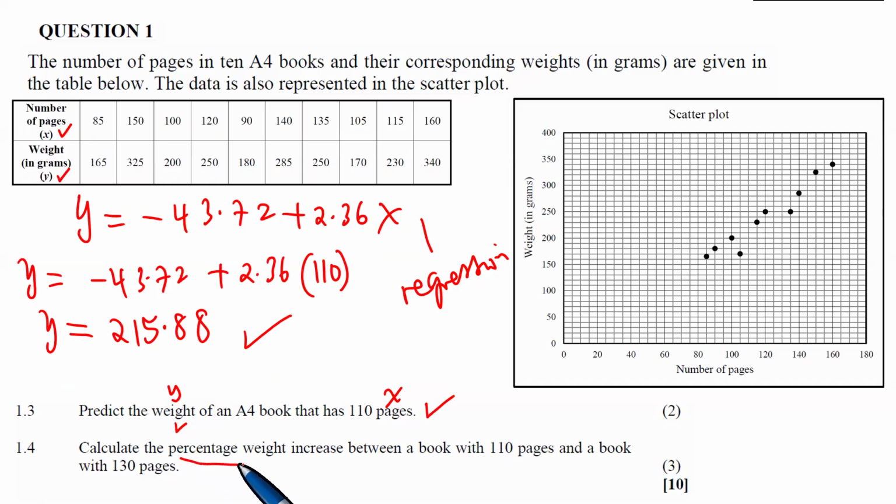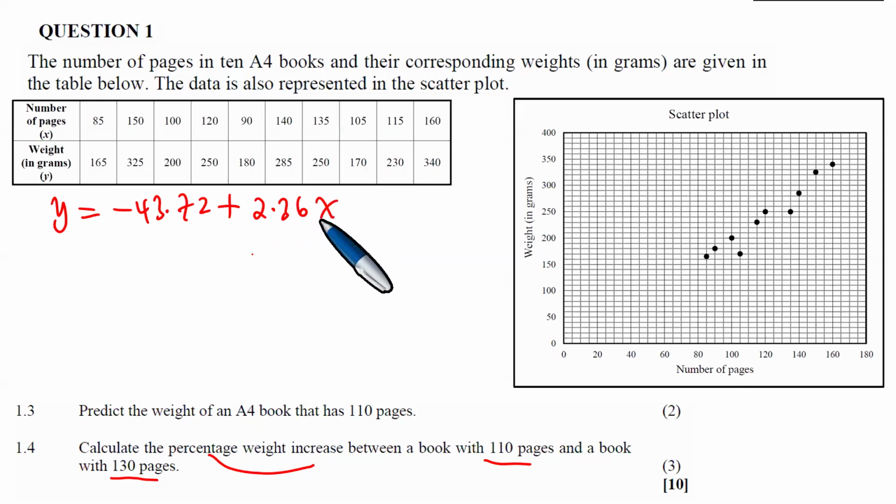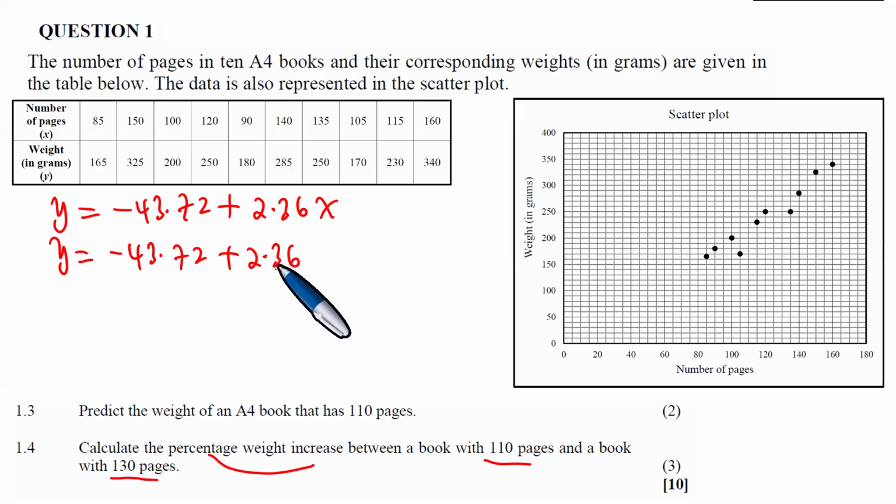Now, something called the percentage weight increase, or what we call the percentage increase. To find the percentage increase, we do like this. Between a book with 110 pages and a book with 130 pages, y is minus 43.72 plus 2.36x, where x is 130.